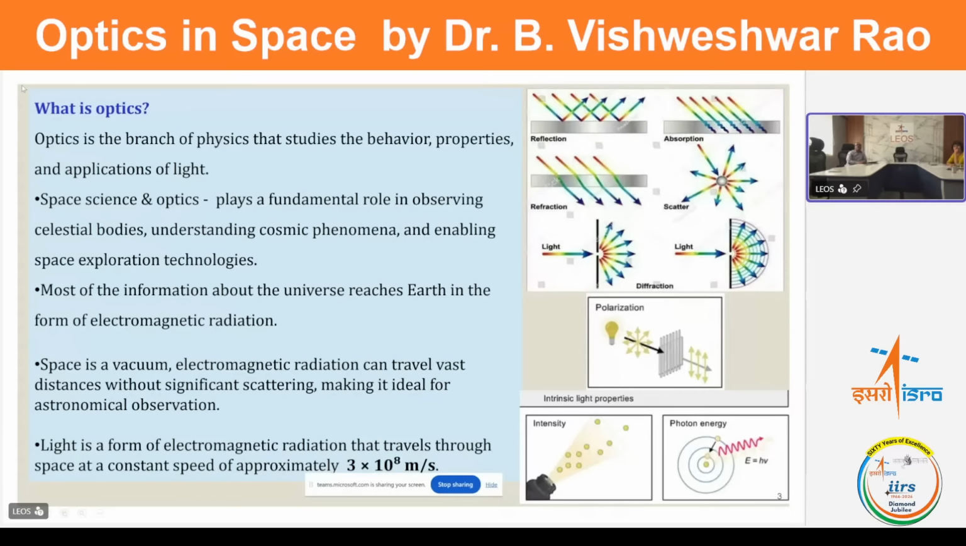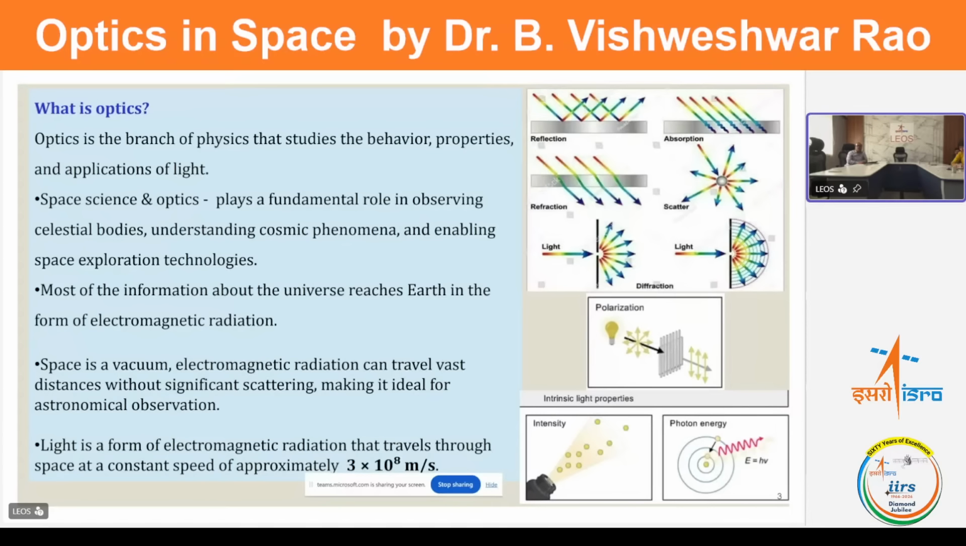So space optics plays a fundamental role in observing the celestial bodies, understanding cosmic phenomena, and enabling space exploration technologies. Most of the information about the universe reaches us through the electromagnetic spectrum. So we know that space has a very high vacuum, and electromagnetic radiation can travel vast distances without significant scattering, making it ideal for astronomical observations.